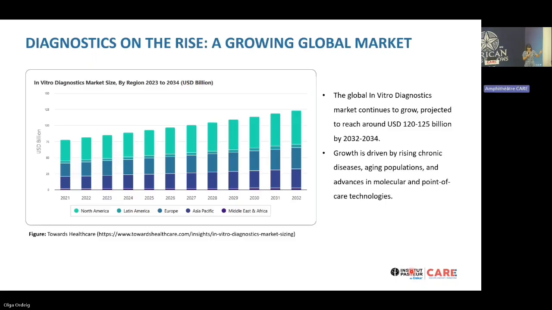And why is it growing? I think it's growing because we have an increase of chronic diseases. The population is aging worldwide, but also because of the progress in technologies like molecular diagnostics and point of care. But this graph also shows something else. It shows that the market size is not the same and it's not growing at the same pace, depending on the region. Right, so let's look a bit more into it.